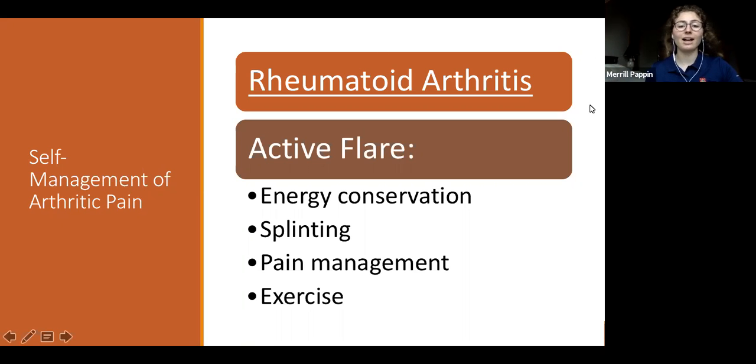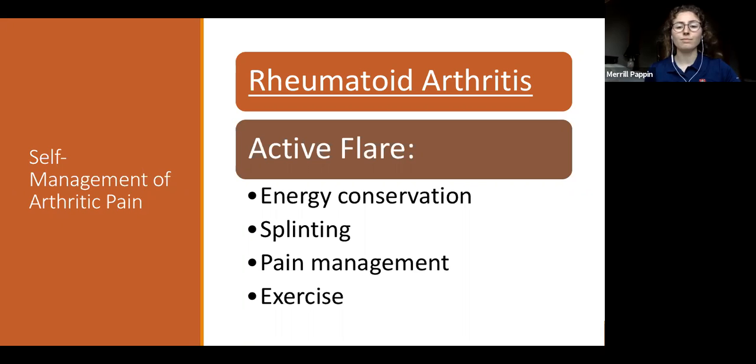So to manage an active flare, we can talk about these 4 things. Energy conservation. That would involve doing things to change your behavior in order to optimize your participation in activities that mean the most to you. So we can talk about the 3 Ps, so pacing yourself, spacing out your activities throughout the day so that you can take breaks and complete everything. Prioritizing, so prioritizing the activities that mean the most to you and doing those things first. And then also positioning, which brings me to my next point of splinting.